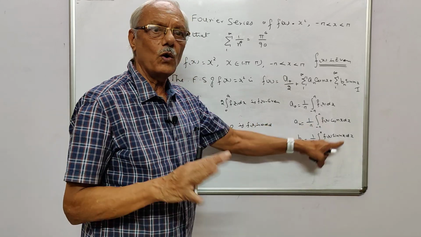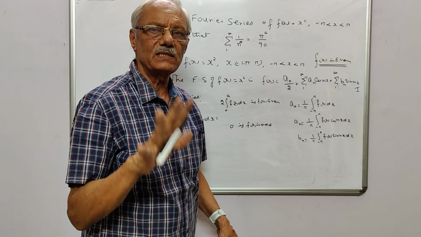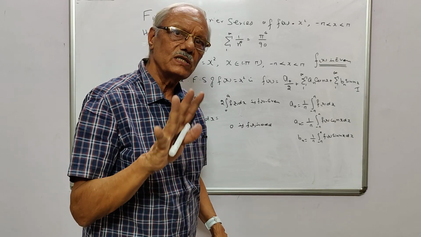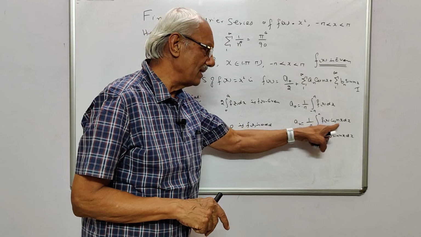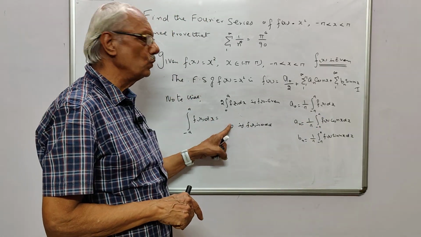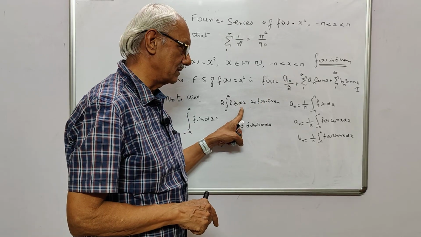Cos nx, cos x is always an even function. Cos of minus x is equal to cos x, so cos x is an even function. Therefore these two are even functions, and therefore I can take 2 times 0 to a form. So I can apply this.